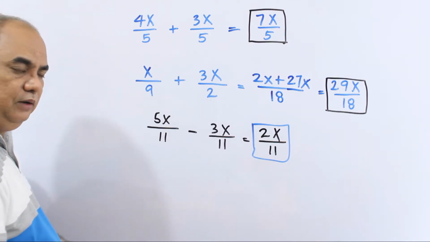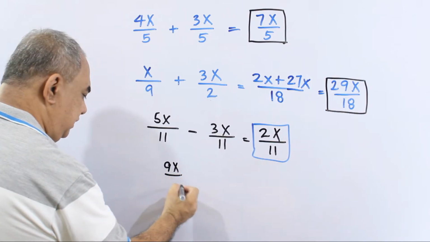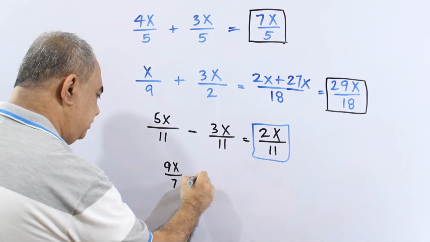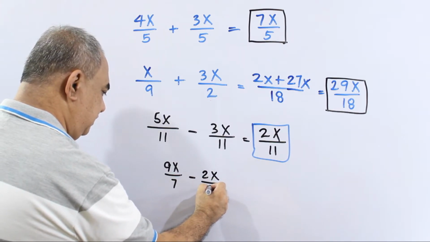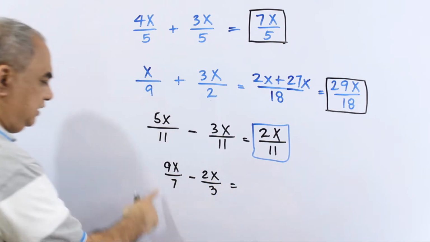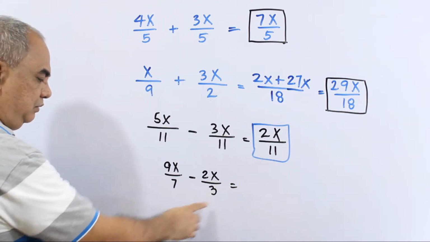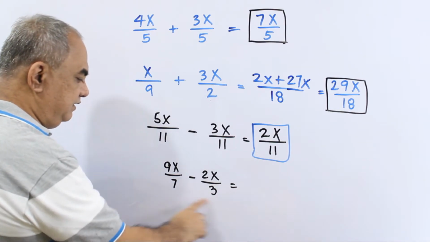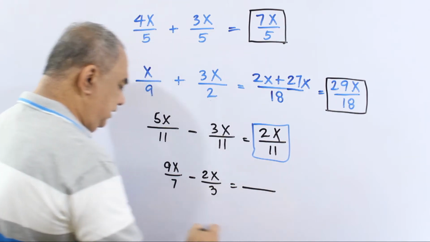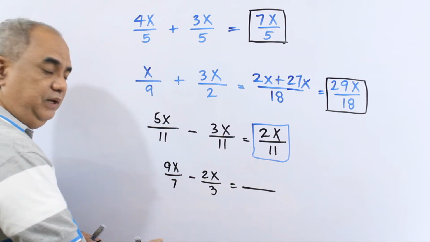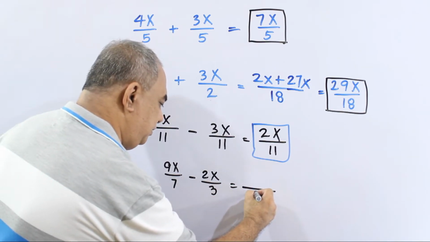Let's have another example. This time, we're going to have dissimilar fractions. Say we have 9x over, let's say, 7, then minus 2x all over, let's say, 3. Notice that we have dissimilar fractions simply because their denominators are different. Again, we find the LCD every time we have dissimilar fractions. The LCD for these two fractions will be 21. We simply multiply 7 by 3, so we have 21.